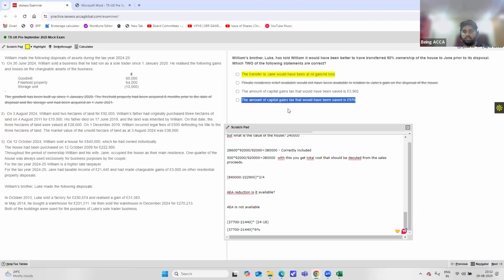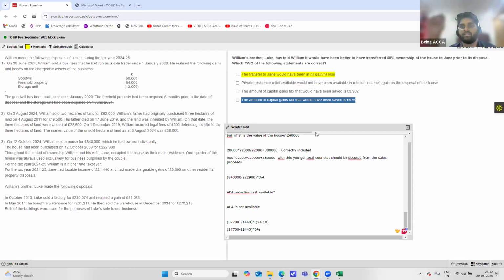All right. So yes, okay. So now it is 976. You've calculated that. So this is the tax that would have been saved. So because of that, these two will be the right answers. Is this clear? Any doubts until here? Are you able to understand now?